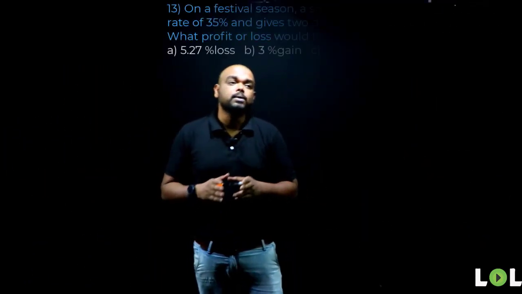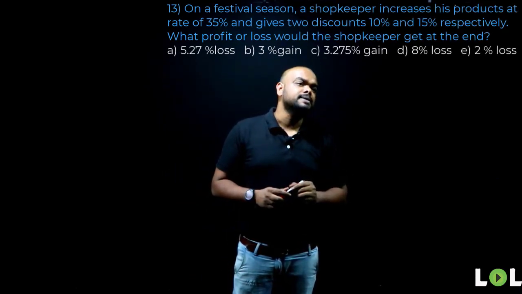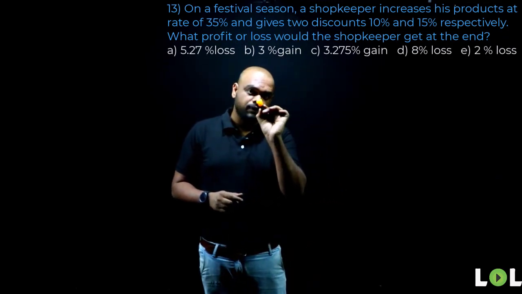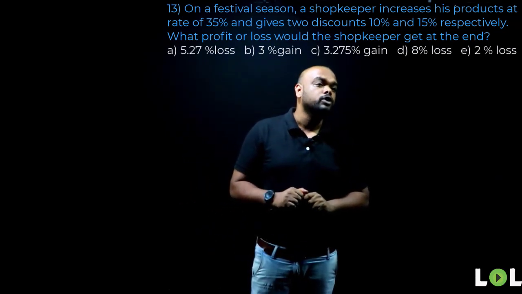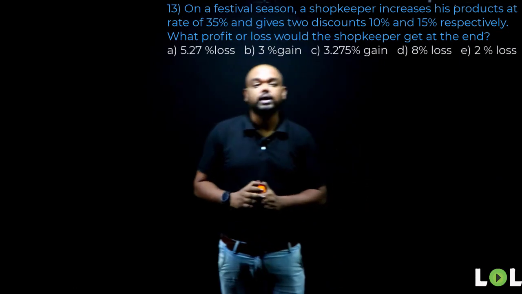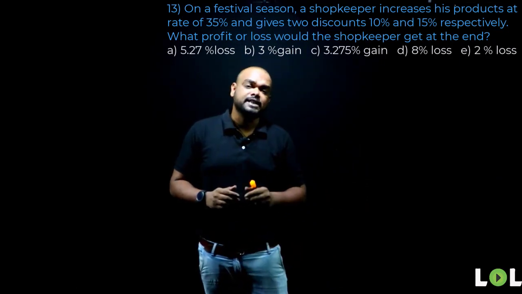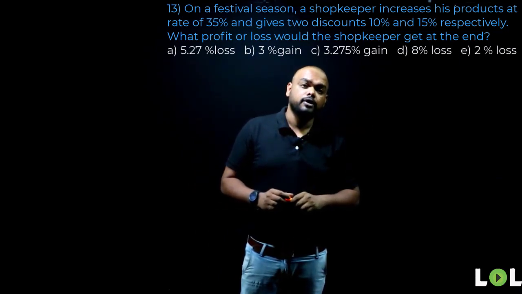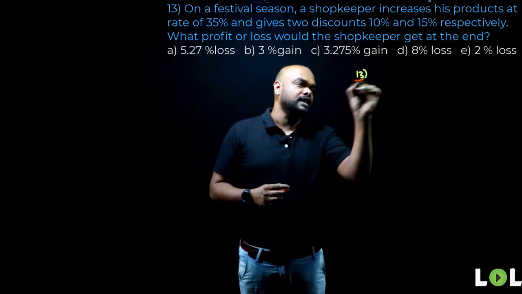Question number 13, what does it say? On a festival season, a shopkeeper increases his products at a rate of 35% and gives two discounts of 10% and 15% respectively. What profit or loss would the shopkeeper get at the end? Okay guys, pretty simple question. Either you can go with x plus y plus xy by 100, applying it 2 times, or you can directly start with 100. I will prefer to start with 100 since there are 3 percentages.